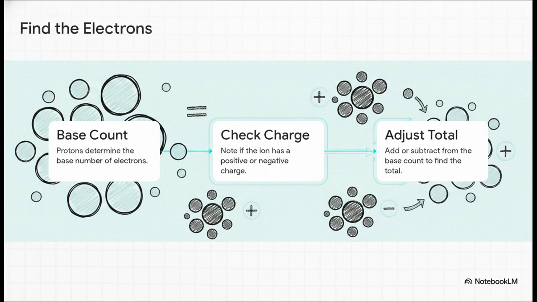In a totally neutral atom, protons equal electrons. But if you see a positive charge, the atom lost some negative electrons. If you see a negative charge, it gains some. Just do the opposite of the charge to your base proton count, and boom, you have your current electrons.